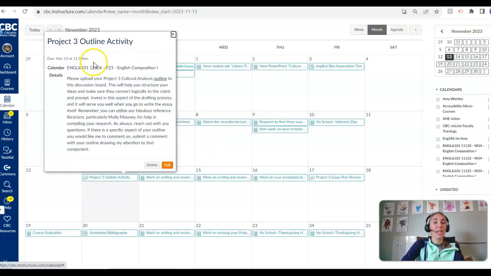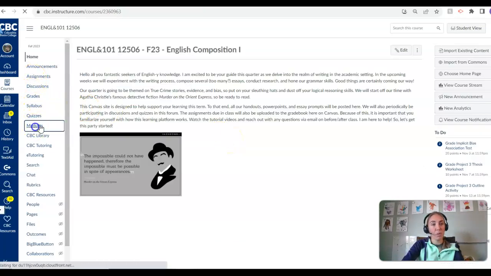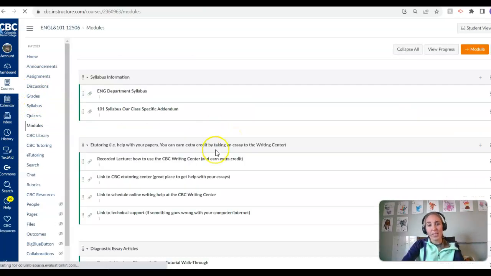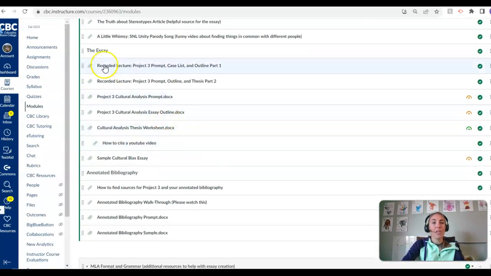So if we look at our resources in our class, if we go into the modules folder, slowly, and we go into Project 3, we've got the essay subheader here, just like in all our other projects: the recorded lecture for the prompt, the case list, and the outline. And then this is parts 1 and 2. This is 15 minutes, this is 5 minutes. It's really worth watching. These will walk you through the entire process. So please, please, please watch that if you haven't already.